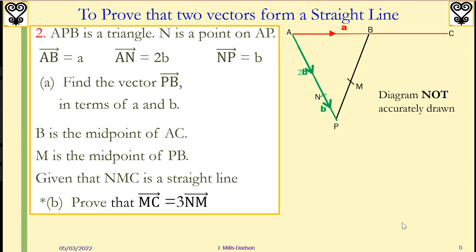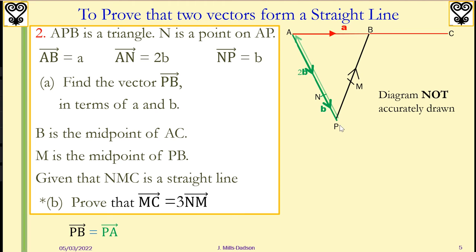Let's look at example 2. Here we are fortunate, all the directions and the vectors are given to us. But we need to understand something here. We are supposed to prove that vector MC is 3 times vector NM. Let's go step by step by finding what vector PB is first. Vector PB is simply going against vector AP. And you know AP is actually 3B.